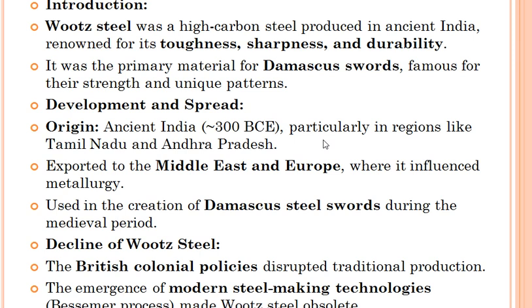Development and spread: ancient India, particularly regions like Tamil Nadu and Andhra Pradesh, exported it to the Middle East and Europe, where it influenced metallurgy and was used in the creation of Damascus steel swords during the medieval period. Decline of wootz steel: British colonial policies disrupted traditional production. The emergence of modern steel technology, like the Bessemer process, made wootz steel obsolete.